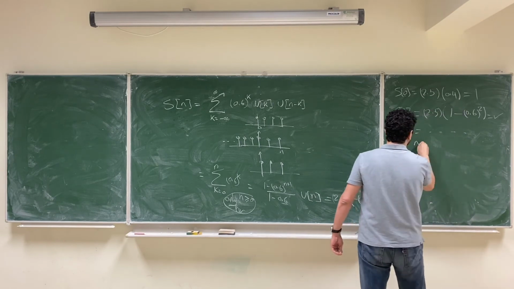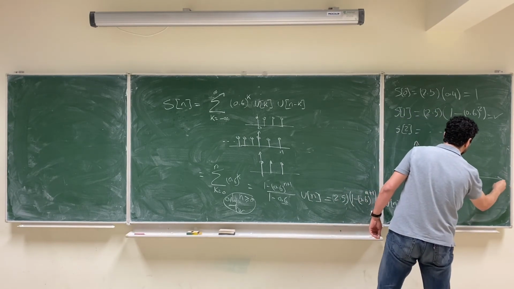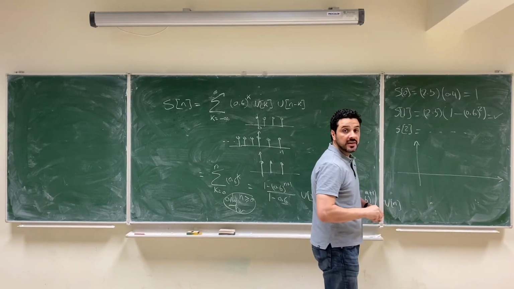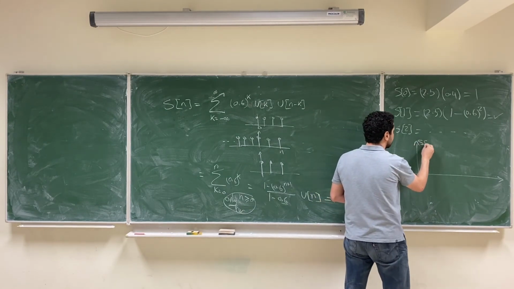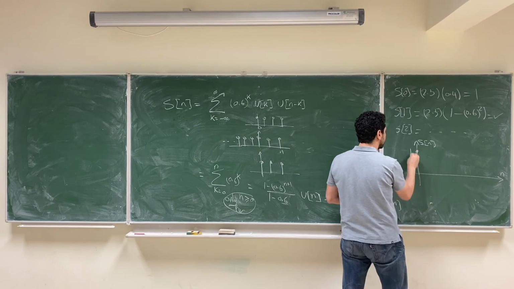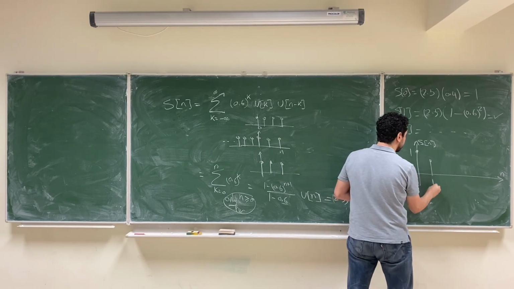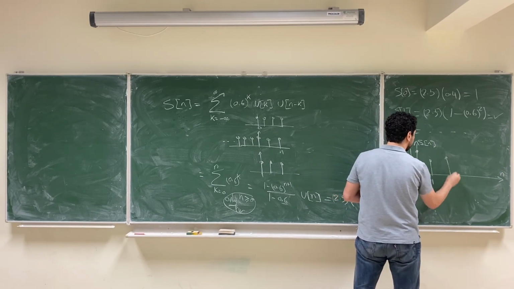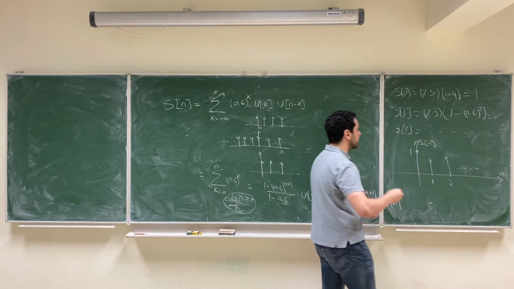Okay, once you calculate the step response for different n's, then you can plot the step response as a function of n. So it's 1 here, then here it will be with any other value and so on. You can plot the step response.